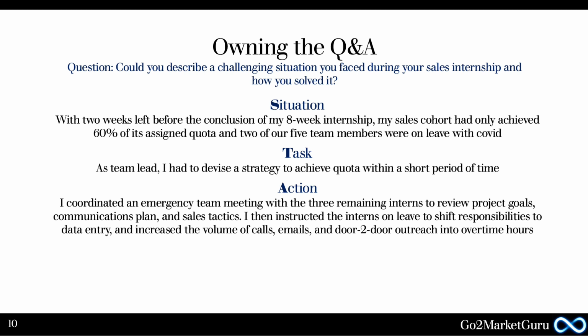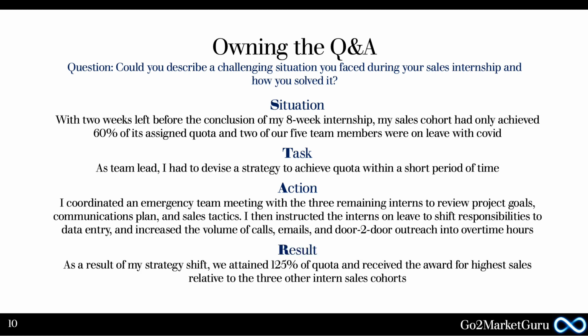Action. I coordinated an emergency team meeting with the 3 remaining interns to review project goals, communications plan, and sales tactics. I then instructed the interns on leave to shift responsibilities to data entry and increase the volume of calls, emails, and door-to-door outreach into overtime hours. Result? As a result of my strategy shift, we attained 125% of quota and received the award for highest sales relative to the 3 other intern sales cohorts.